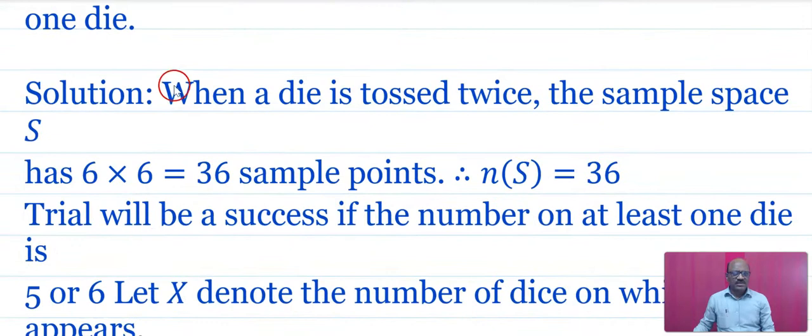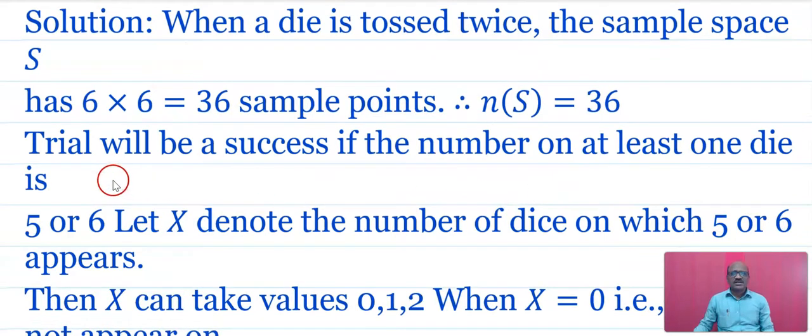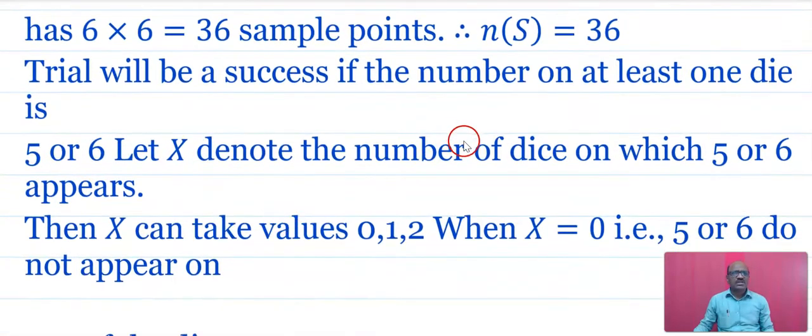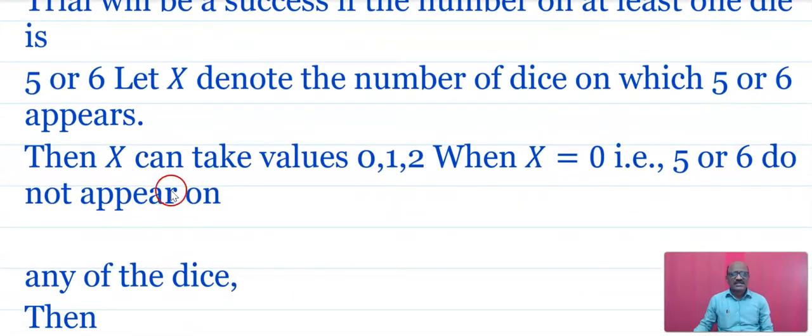Its solution: when a die is tossed twice, the sample space S has 6 into 6, that is 36 sample points. Therefore, n(S) is equal to 36. A trial will be a success if the number on at least one die is 5 or 6. Let X denote the number of dice on which 5 or 6 appears. Then X can take the values 0, 1, 2.